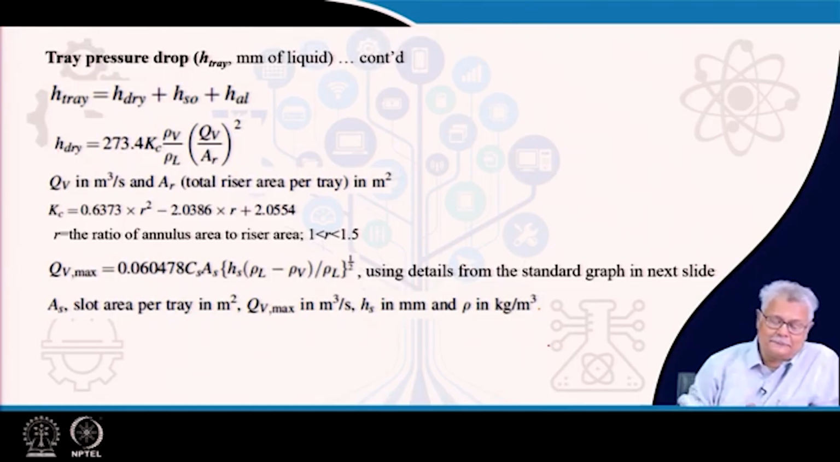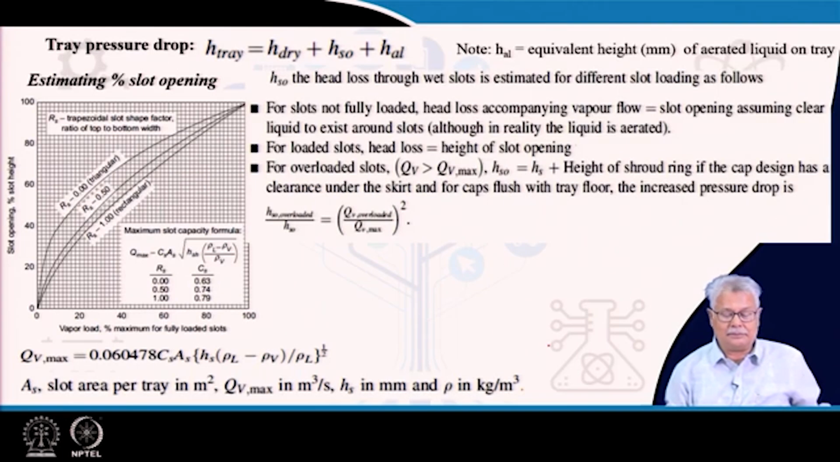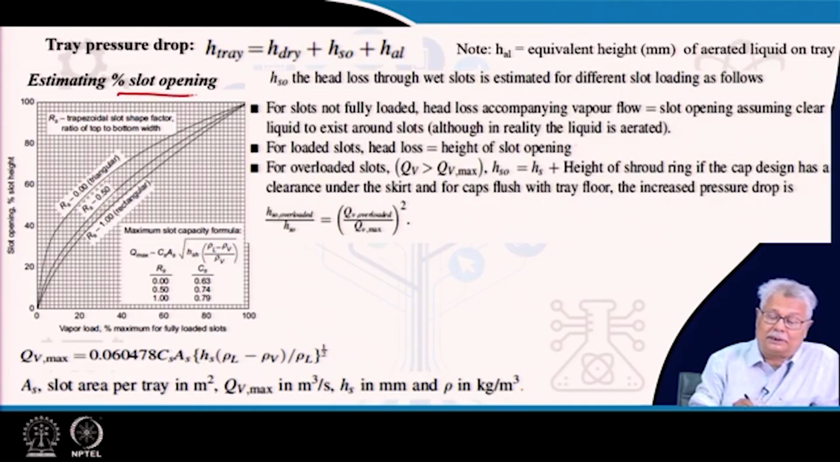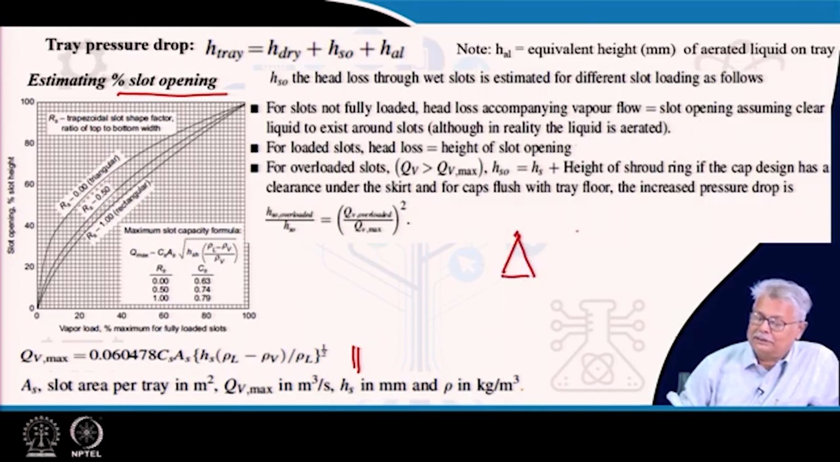Next, what we do is basically the same thing. We have to estimate now the percentage of the slot opening, because the pressure drop which is encountered at the slot outlet as the vapor comes out will depend on how much opening is present there. This is found out again with a graph. The geometry of the slot is definitely very important. The slot can have a rectangular section, or it could also have a tapered geometry.